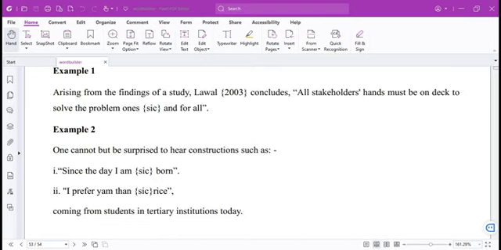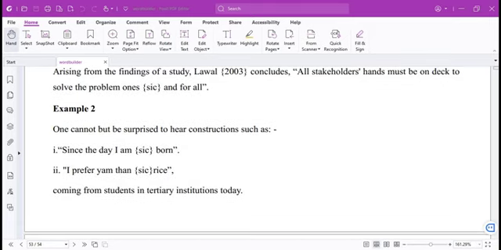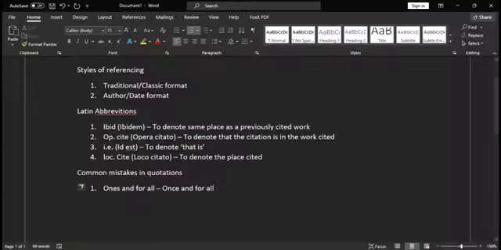Example 2, one cannot but be surprised to hear constructions such as, since the day I am born, I prefer yam than rice, coming from students in tertiary institutions today. Since the day I am born, that am should be was. So you can see the sic sign coming immediately after it. Since the day I am born. The right thing should be, since the day I was born.